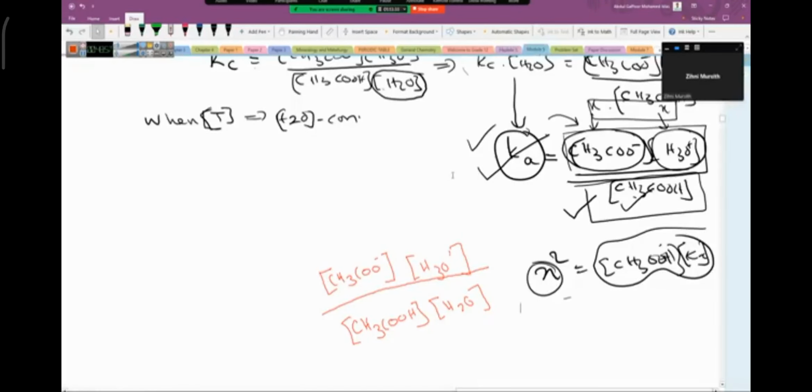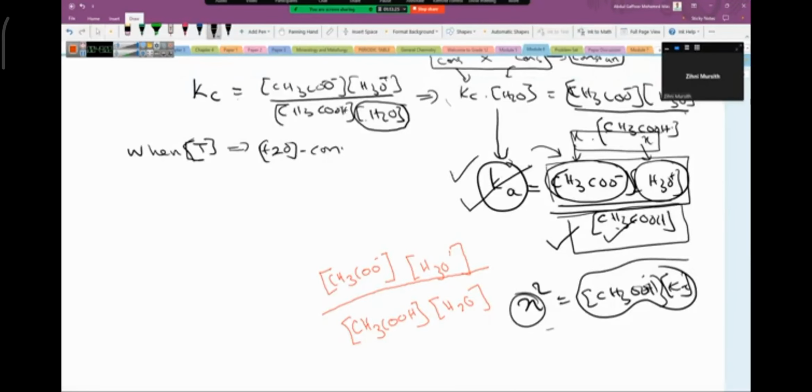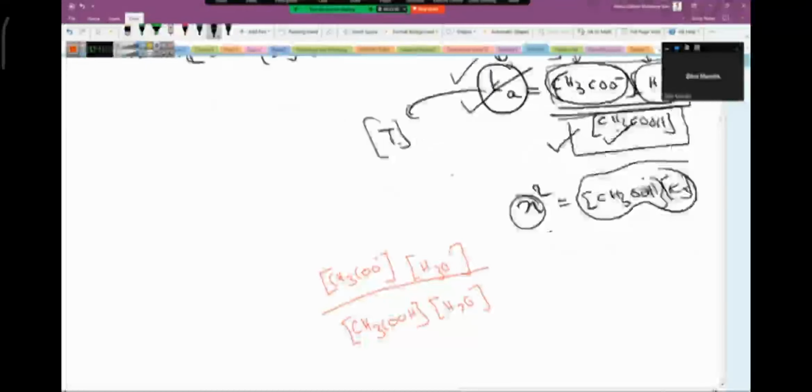Now, see here, this Ka is also dependent on temperature. So when we change the temperature, the Ka value will also differ. Okay, right. So now we will move on.